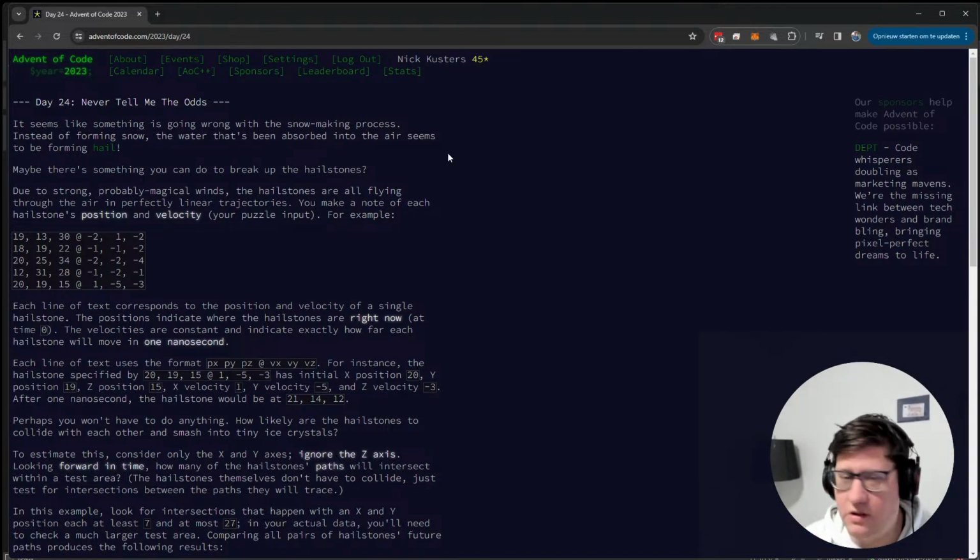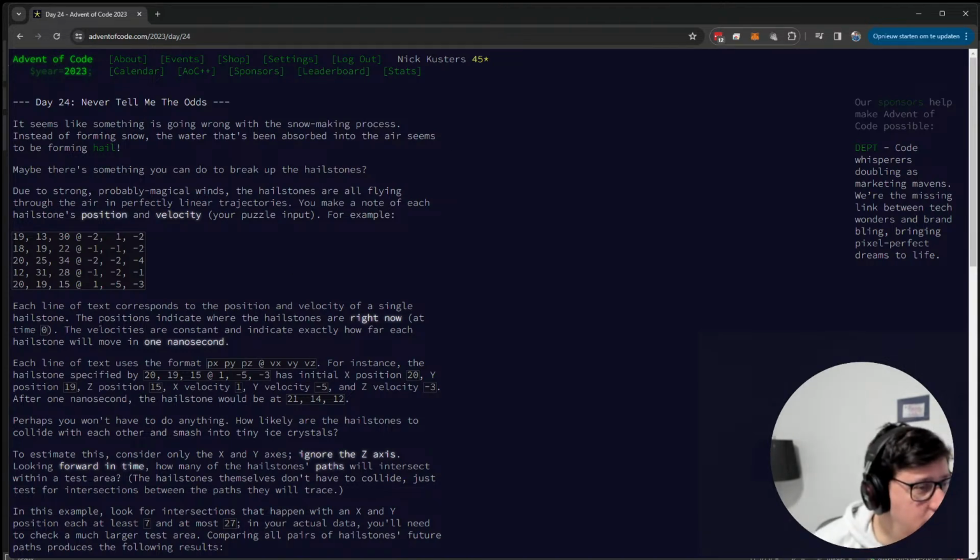So yeah, I think we should jump in and start reading day 24. Never tell me the odds. It seems like something is going wrong with the snowmaking process. Instead of forming snow, the water that's been absorbed into the air seems to be forming hail. Maybe there's something you can do to break up the hailstones. Due to strong, probably magical winds, the hailstones are all flying through the air in perfect linear trajectories. To make a note of each hailstone's position and velocity, your puzzle input. For example, 19, 13, 30 at -2, 1, -2.